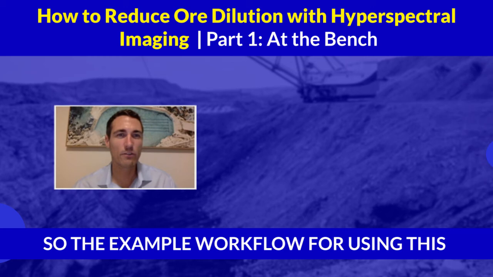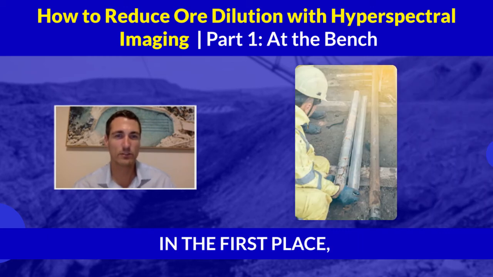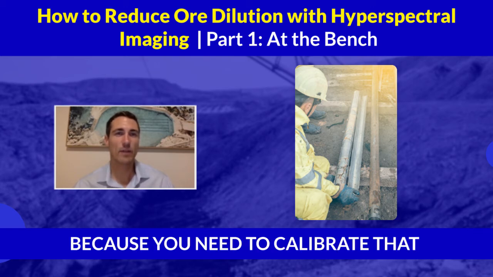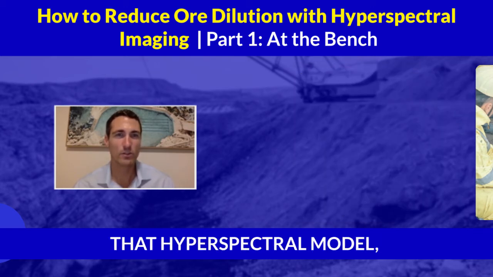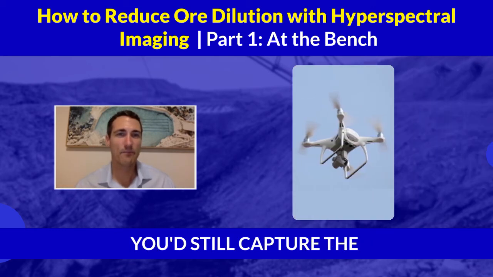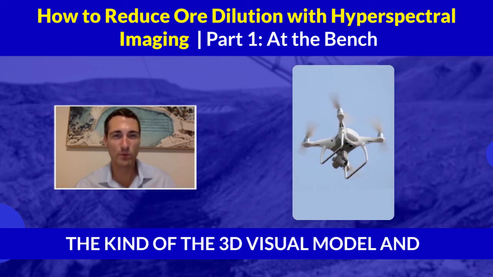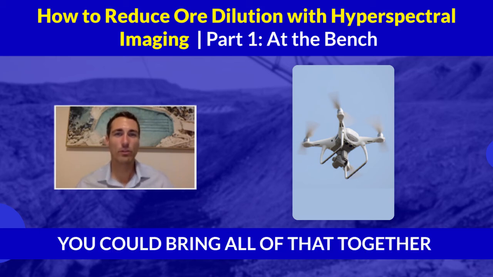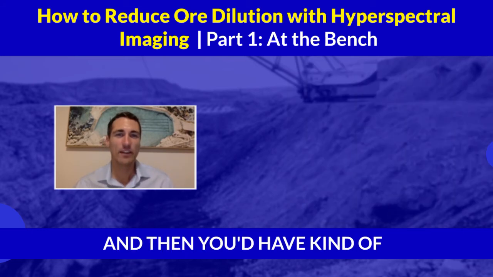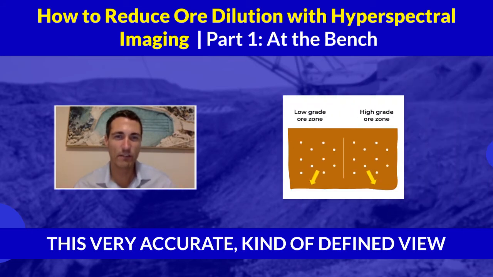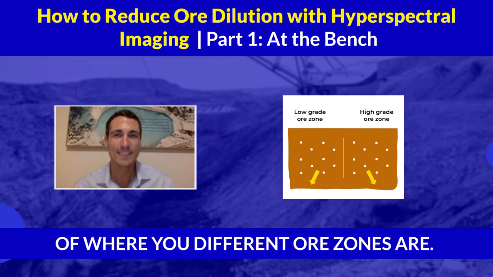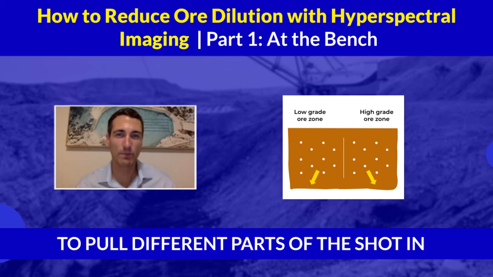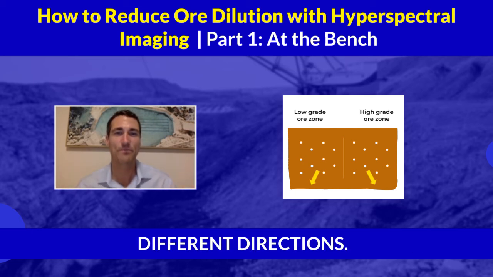So the example workflow for using this would be to still capture those assay holes in the first place, the data from those assay holes, because you need to calibrate that hyperspectral model. You'd still capture the 3D visual model and the hyperspectral model for the bench. You could bring all of that together, and then you'd have a very accurate, defined view of where your different ore zones are. And you could then use that to adjust your timing to pull different parts of the shot in different directions.